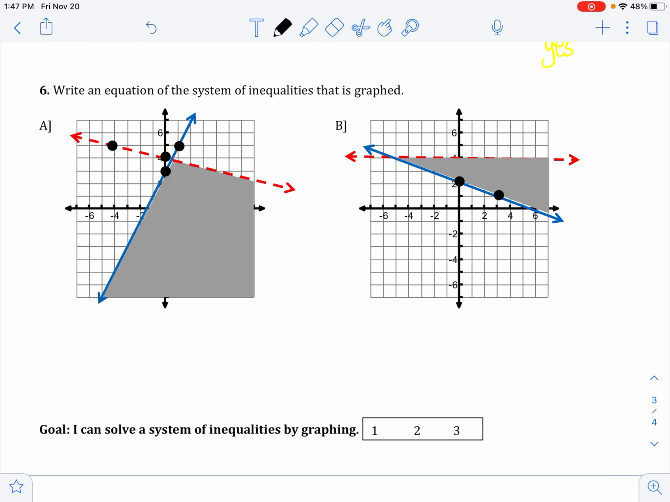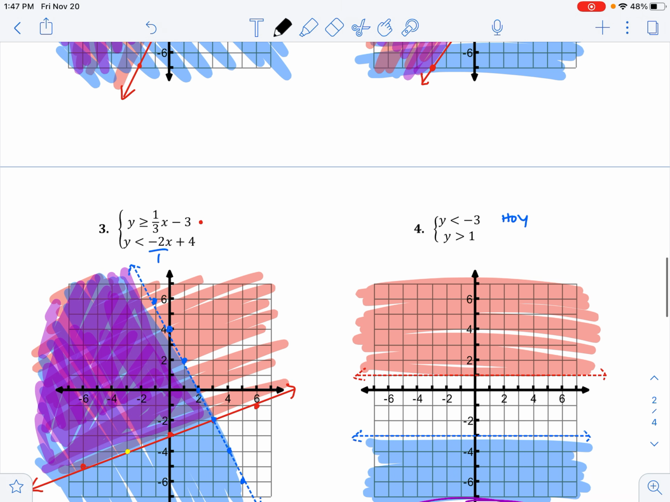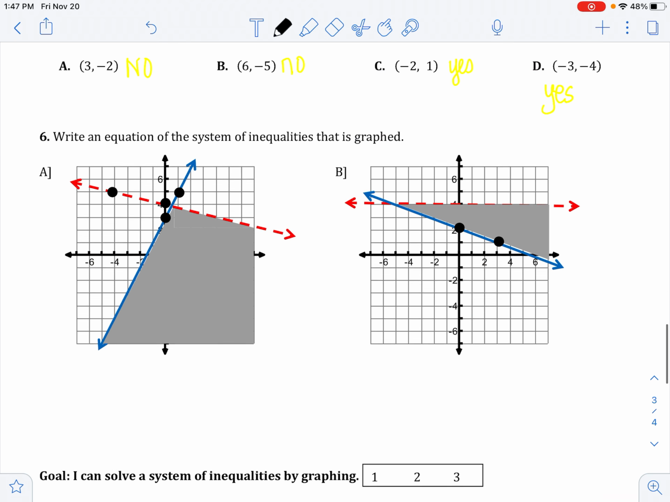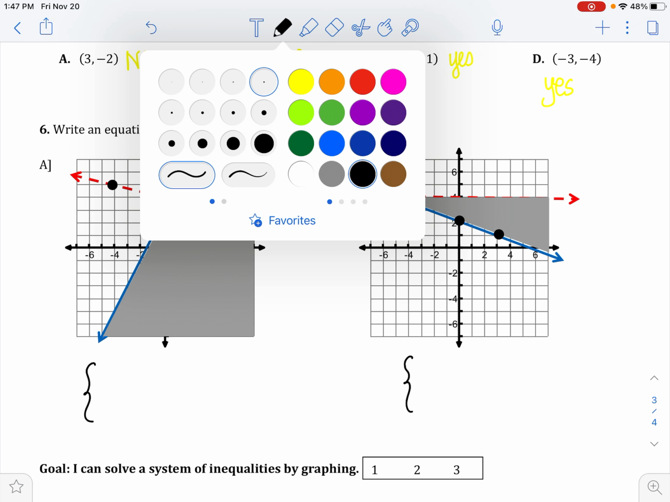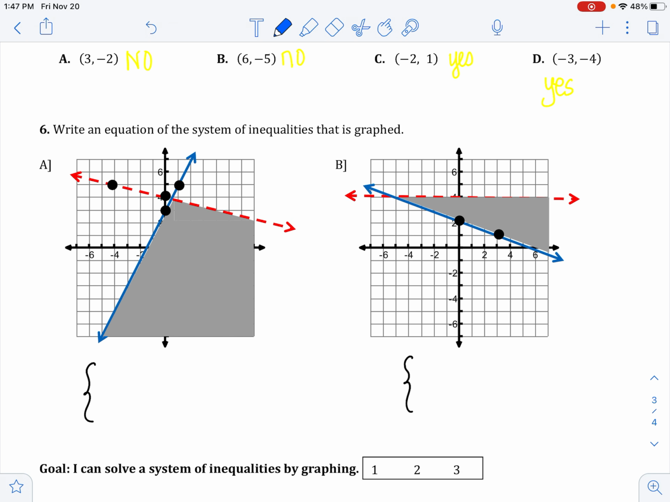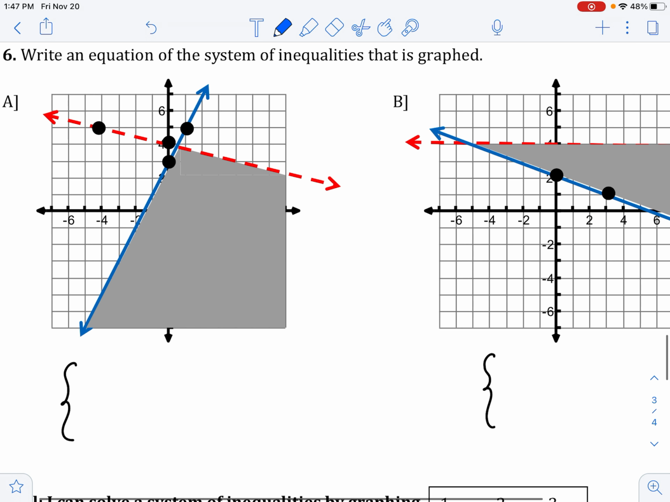All right, last but not least, you already have the equations graphed. We have to write the equation of the inequality. So first off, this is a system. If you notice, your systems here are grouped by these curly brackets. So we're going to write a curly bracket for each one. That way I don't have to forget to do it. And then there's a blue line and a red line, so I'll do it color-coded.